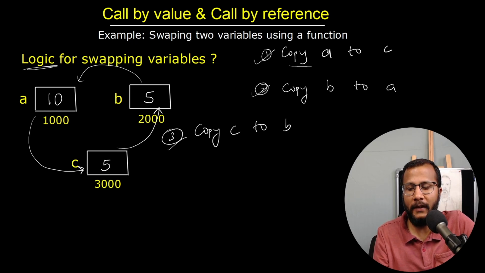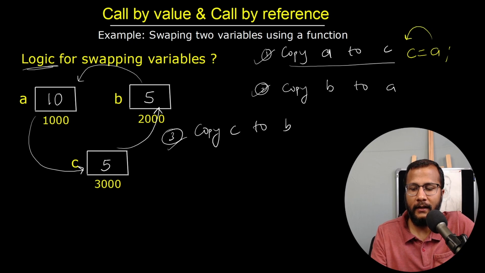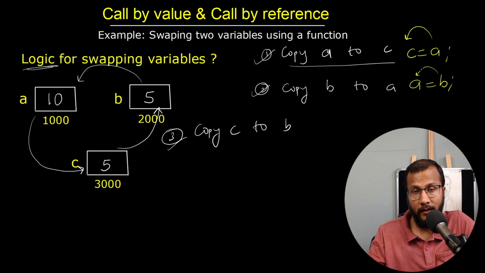So how do I write copy A to C? How do I write code for this? Copy A to C: it should be C equals A. So I'm copying A to C. Copy B to A: this will be A equals B. I'm copying B to A. The value at the right of the equals sign is copied to the left-hand side. So A equals B means B would be copied to A.